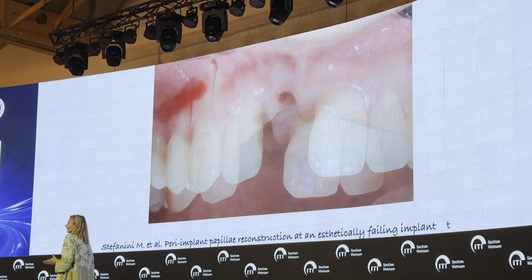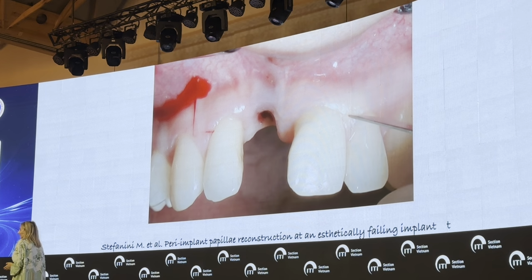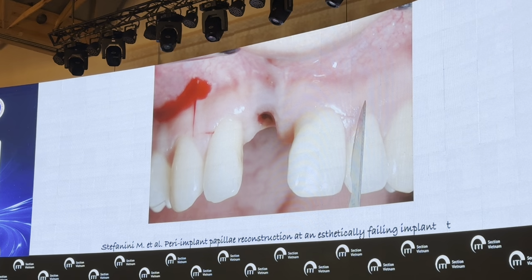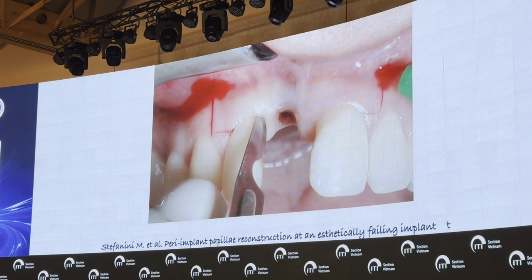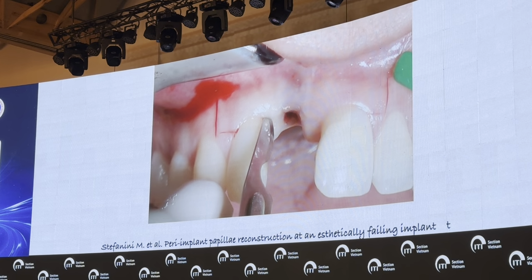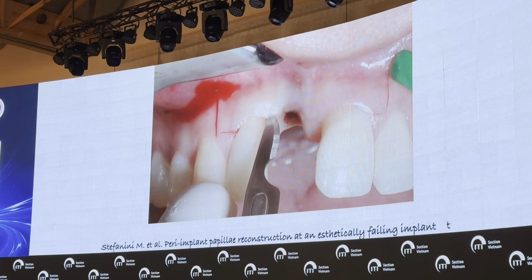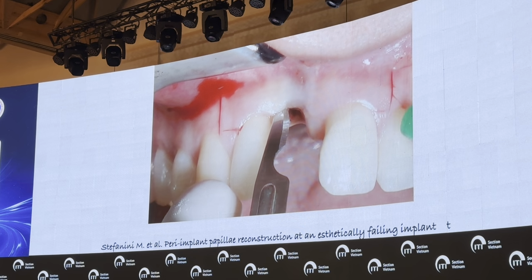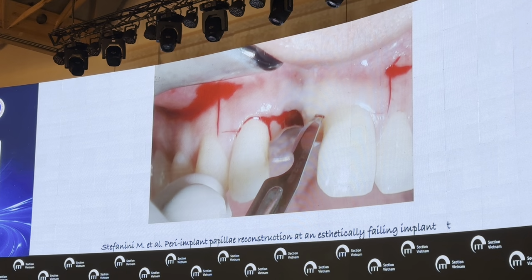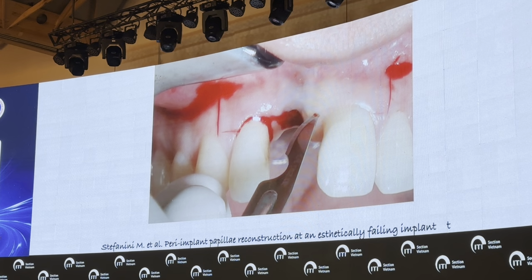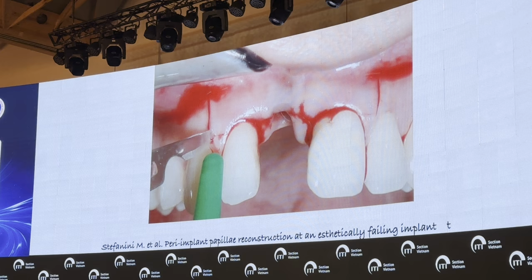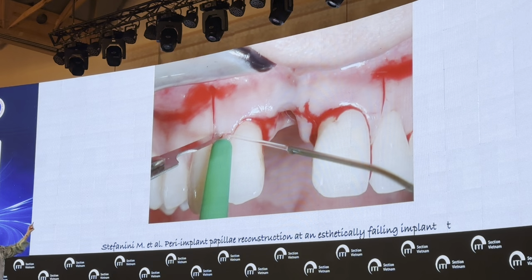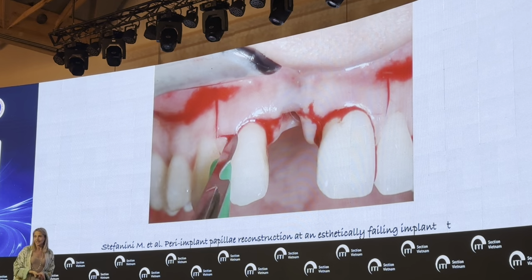So basically, this technique consists in the execution of the vertical releasing incision, because we need a huge coronal advancement, because we are going to increase the apicocoronal dimension of the soft tissues, placing the connective tissue graft above the occlusal platform. So every time I need a huge coronal displacement, I take advantage of the vertical releasing incision.